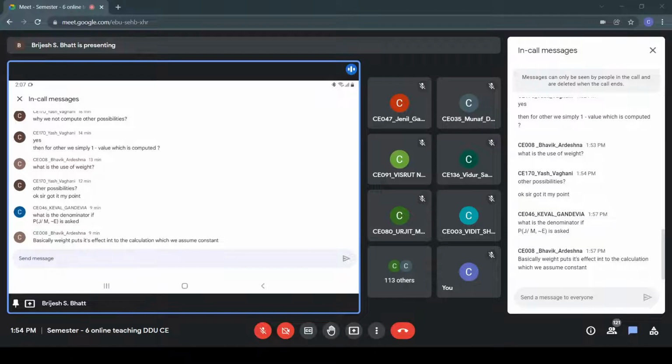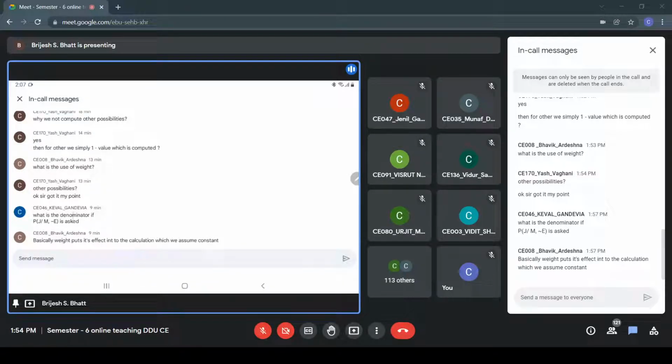Okay, what is the denominator if J given M, not E is asked? Bhavik says basically weight puts its effect into the calculation, which we assume constant. True, exactly, yes.